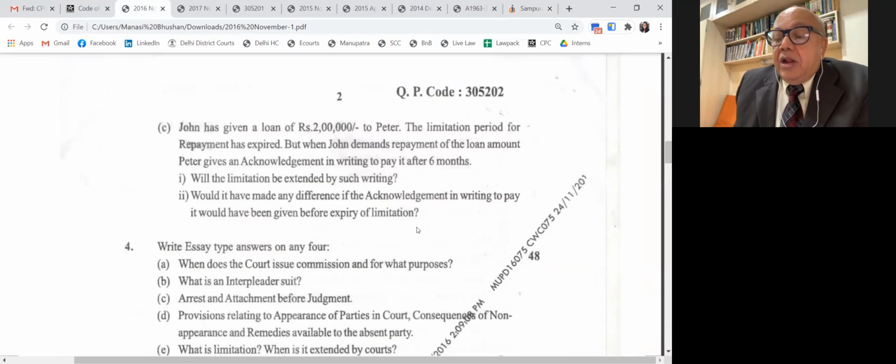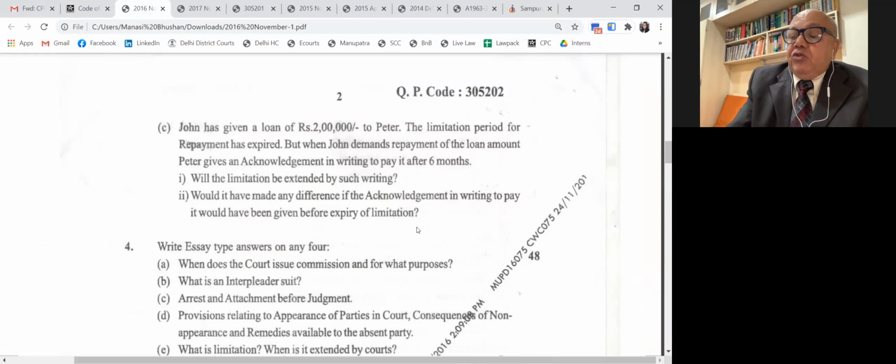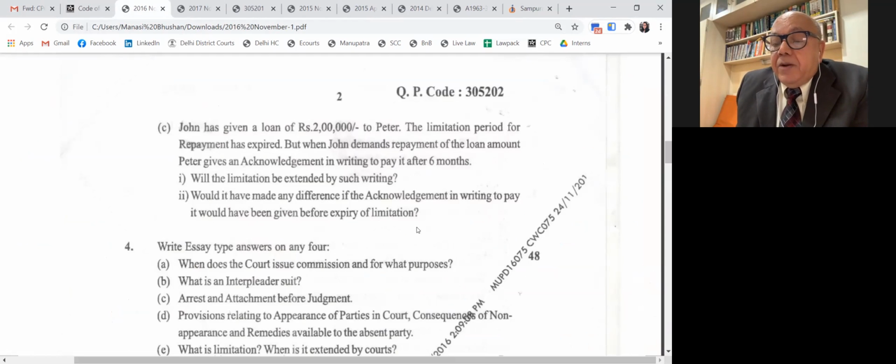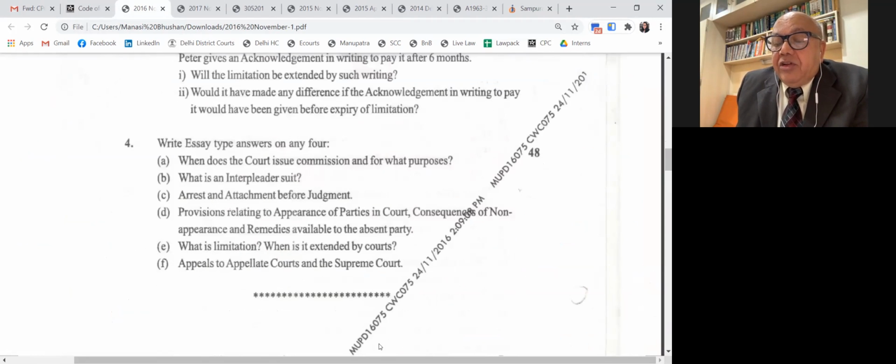Now the second limb of the answer. Would it make any difference if the acknowledgement in writing of the payment was made before the expiration? Yes, the suit would be covered under section 18. It would be within limitation. Then write any essay type answer, any 4.